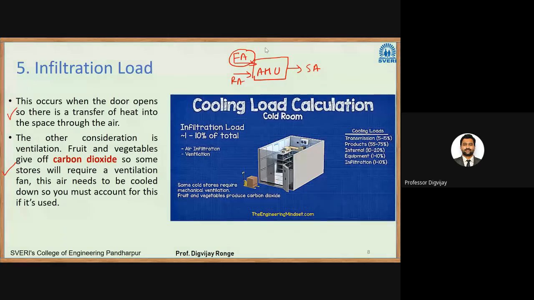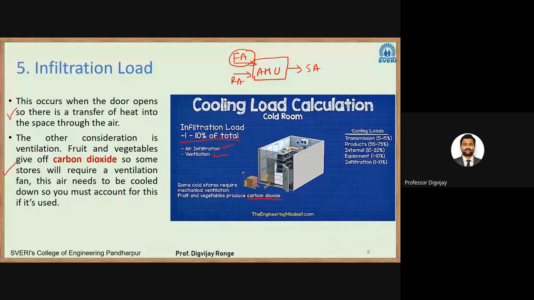So infiltration load, it is 1 to 10% of total air infiltration and ventilation. These two factors we have to consider. Some cold storage require mechanical ventilation. Fruits and vegetables produce carbon dioxide. So that carbon dioxide we have to take it out.